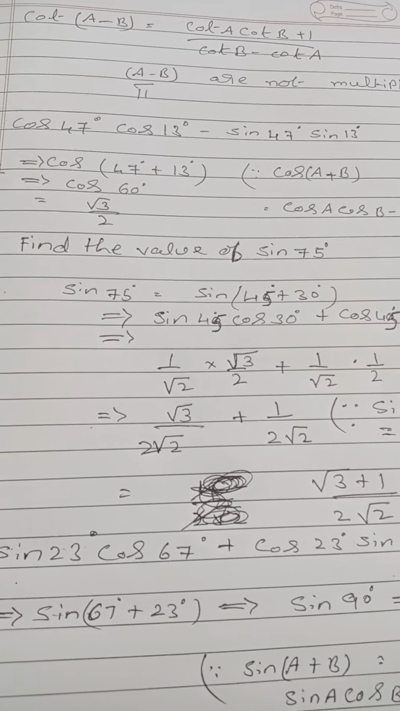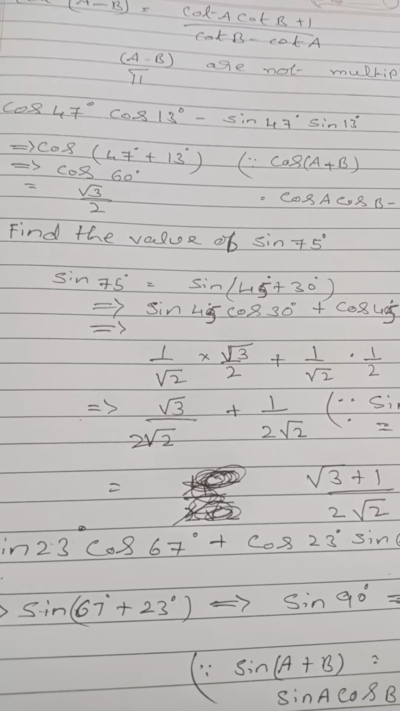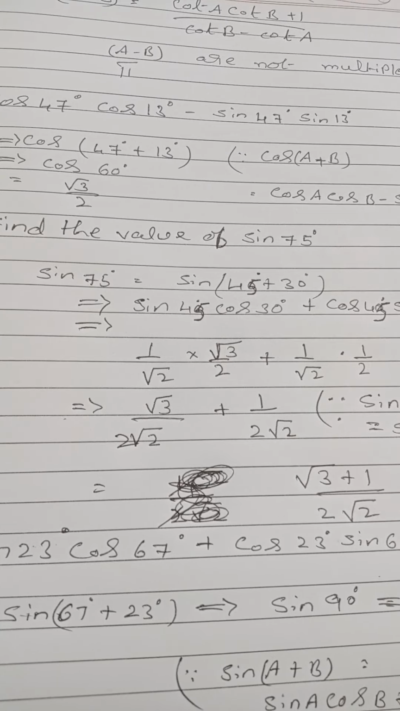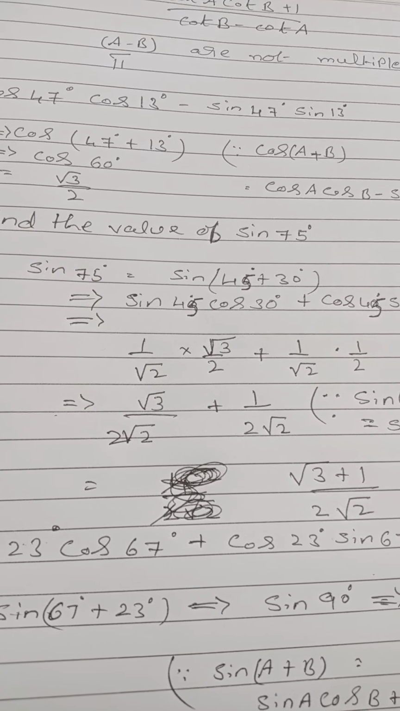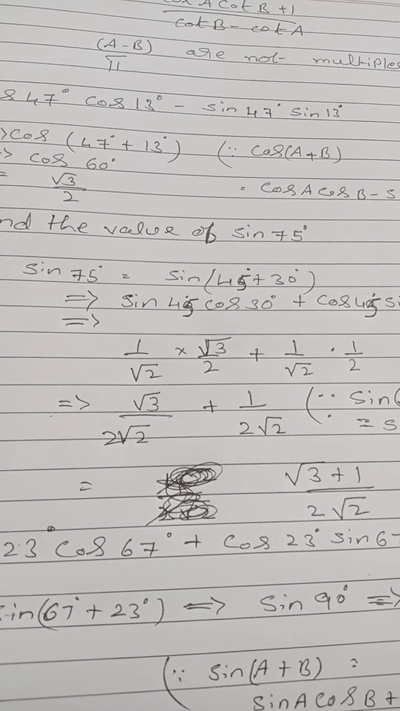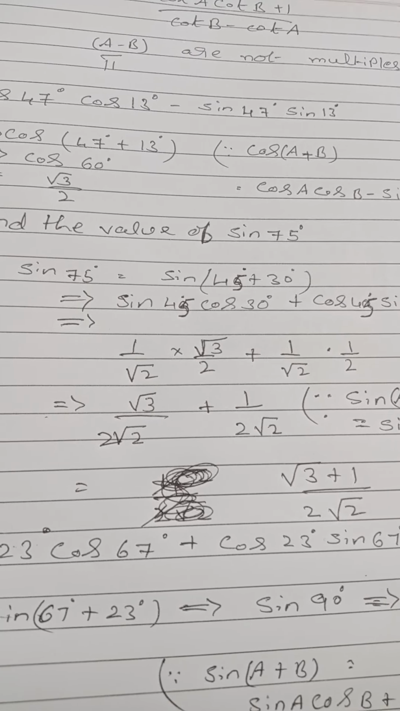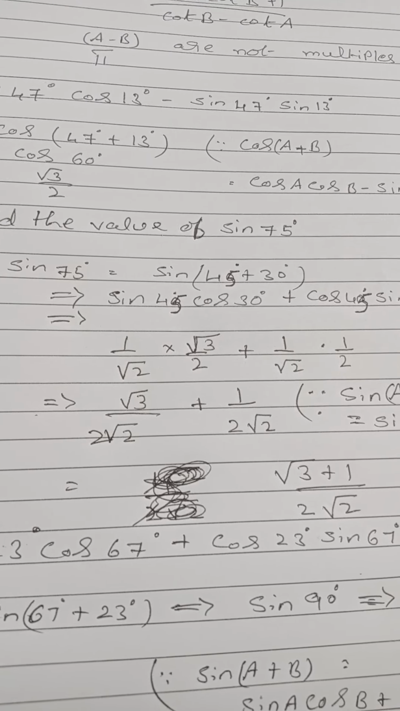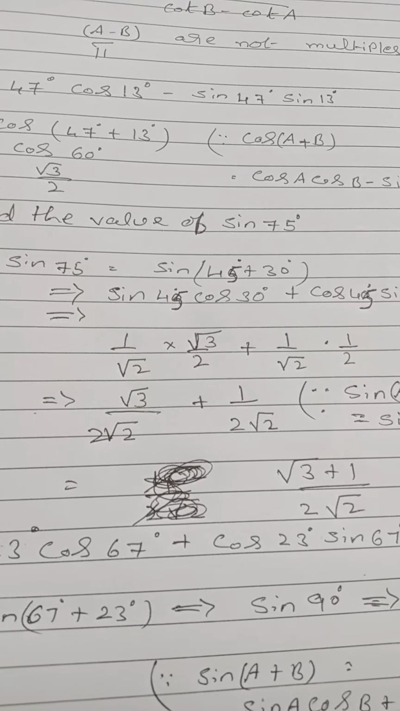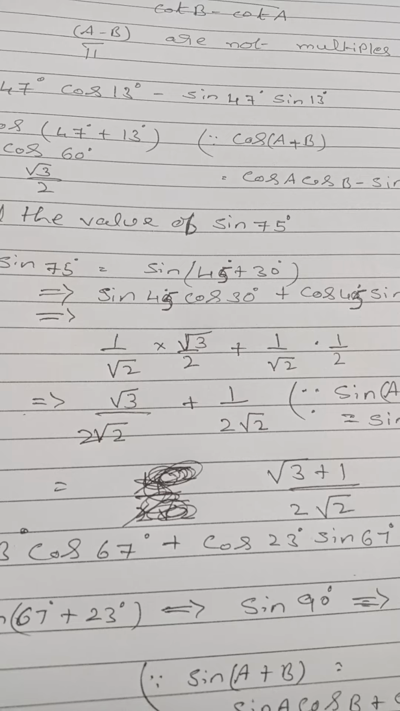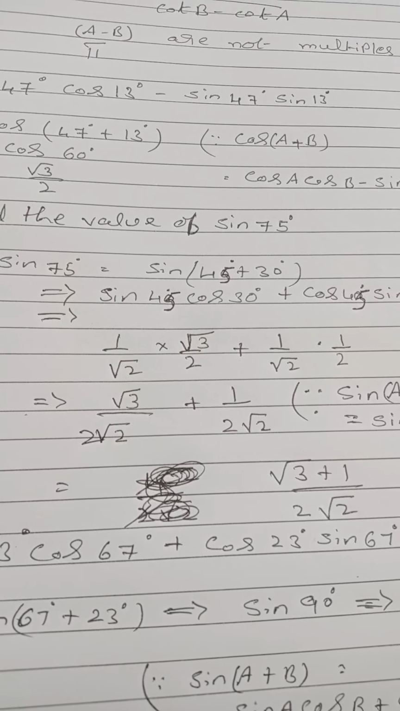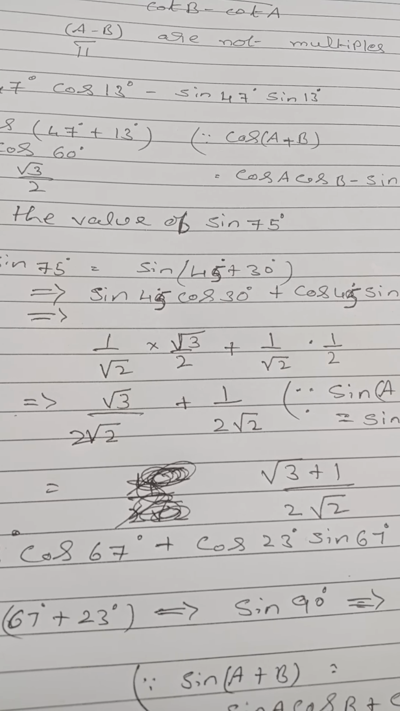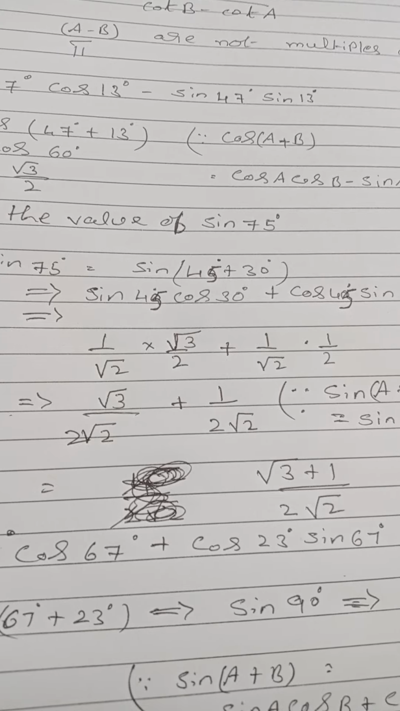Find the value of sin 75 degree. This 75 degree can be split as 45 degree plus 30 degree, that is sin(a + b). Sin(a + b) is equal to sin a cos b plus cos a sin b, where sin 45 into cos 30 plus cos 45 into sin 30, that is 1 by root 2 into root 3 by 2 plus 1 by 2 into 1 by root 2, that is equal to root 3 by 2 root 2 plus 1 by 2 root 2, that is equal to root 3 plus 1 by 2 root 2.